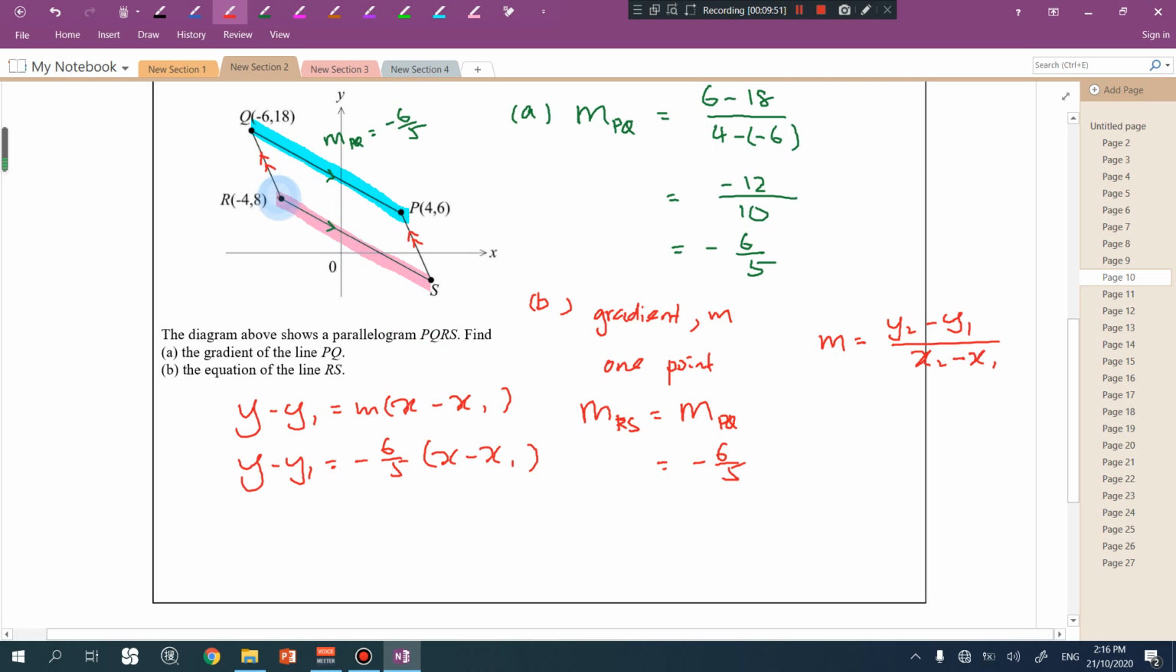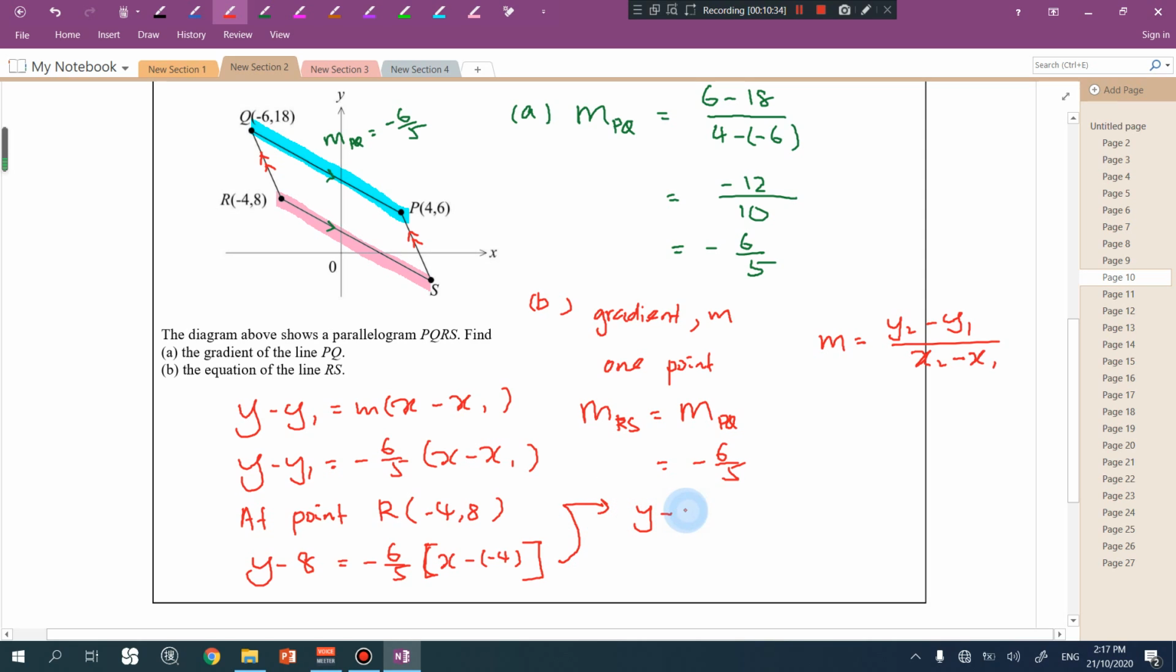Now I'm going to use this point to help me to get the equation. At point R, which is negative 4, 8. This is y, this is x. So now I'm going to plug in this y over here and x over here. Okay, so y minus y1 is equal to negative 6 over 5 times x minus x1. Okay, I think I changed the parentheses here. Okay, so next thing is just to simplify this up.